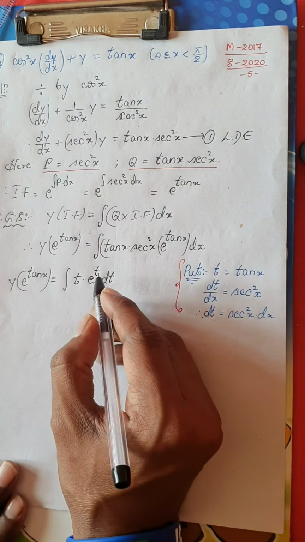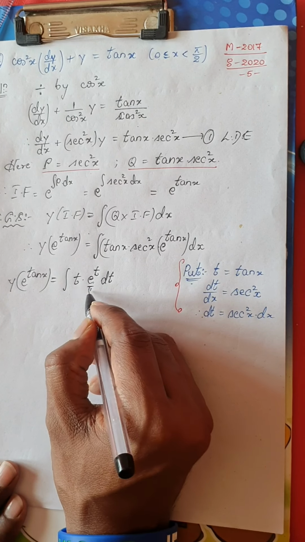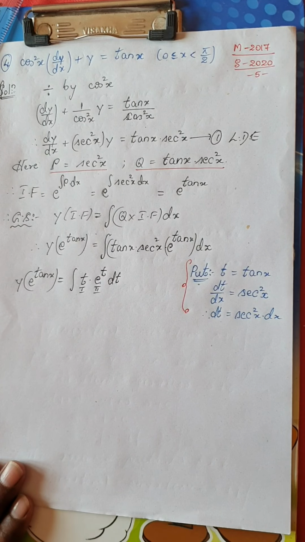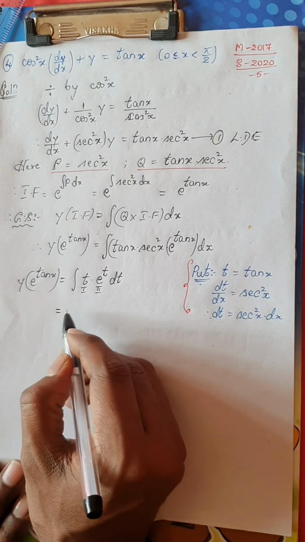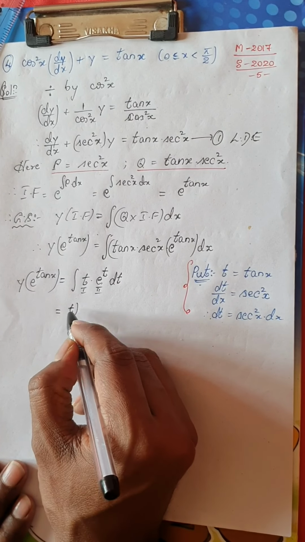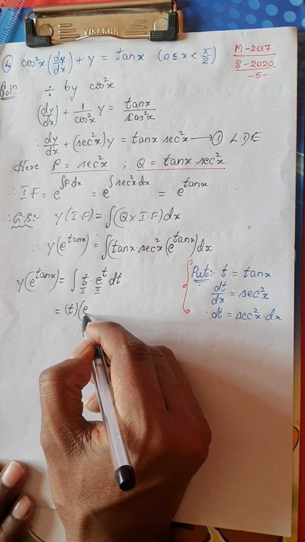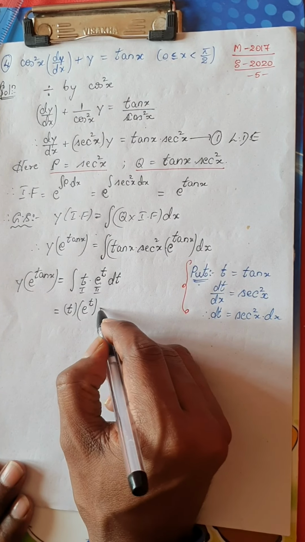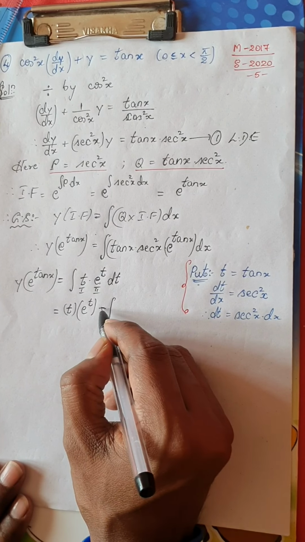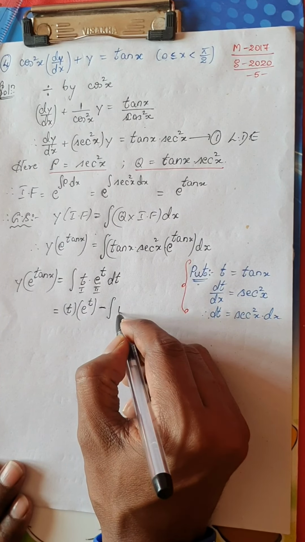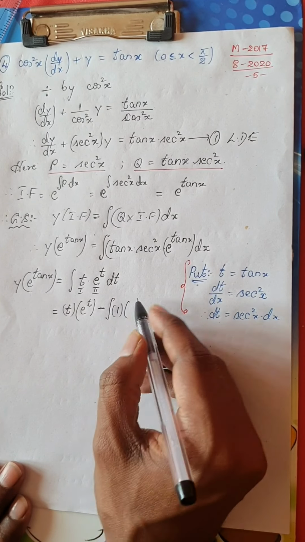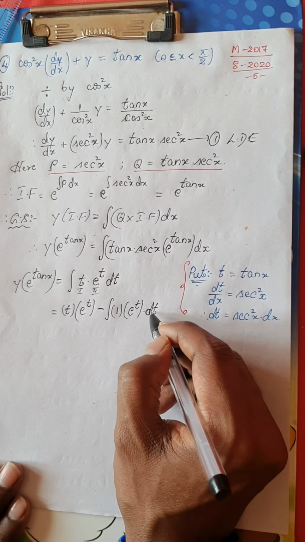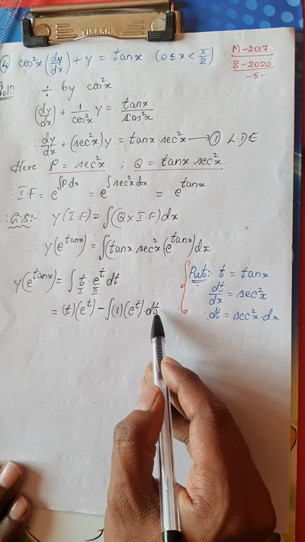In integration by parts, your exponential function will come as the second function, and the algebraic function we consider as the first function. So what is the procedure of integration by parts? Keep the first function as it is and integrate the second function. So the integral of e power t with respect to t is e power t itself, minus integral of the derivative of t. The derivative of t with respect to t would be 1, and write this function, which is e power t, as it is, and integrate this with respect to the same variable t.